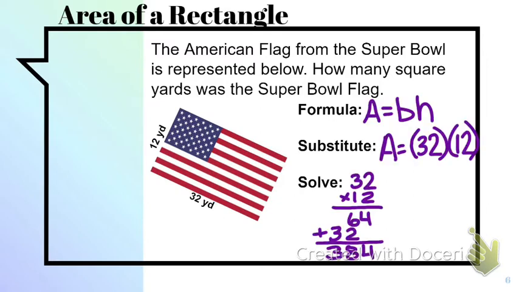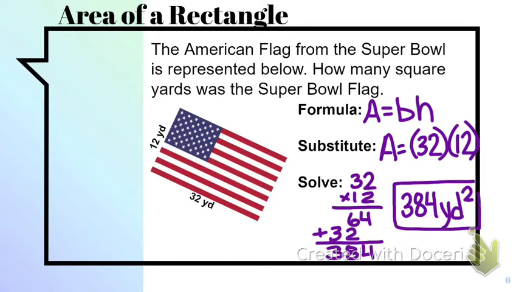Okay, I've completed my multiplication and I came up with 384. Now we need to make sure that we do our units correctly. So we have yards, but since we just found area, we need to make sure that we square our yards, and that is the amount of square yards in the Super Bowl flag.